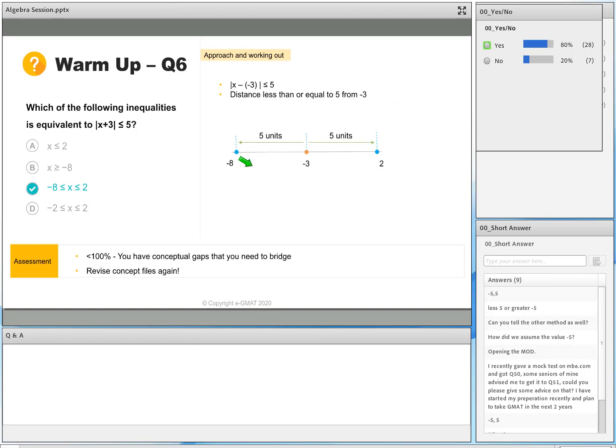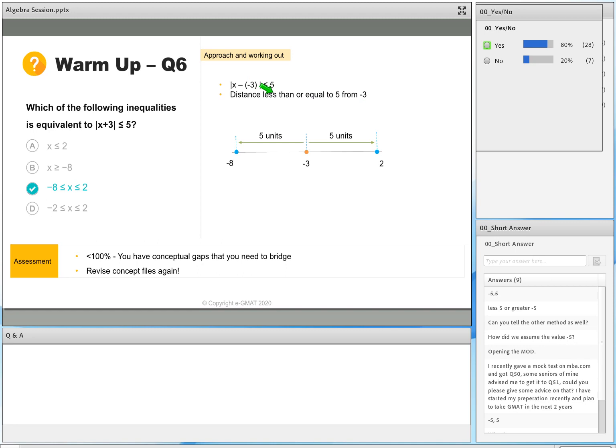This is the distance approach. So what we do is we try to read this whole thing in terms of a distance statement. Listen to this very carefully. Distance less than or equal to 5 from minus 3. So you're looking for all those x's whose distance from minus 3 is less than or equal to 5.